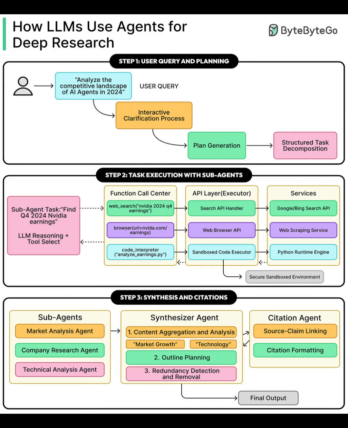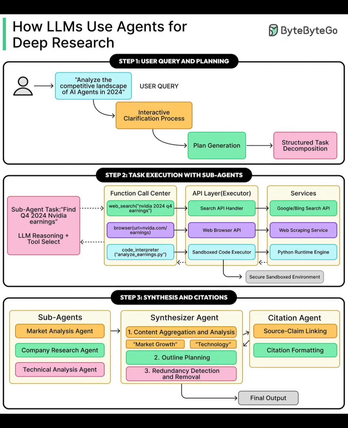Once lots of these sub-agents have done their work, we move to step 3, synthesis and citations. Here, a separate synthesizer agent pulls in outputs from multiple specialized agents: market analysis, company research, technical analysis. It aggregates content, clusters it into themes like market growth or technology, plans an outline, and removes redundant information, so you don't get the same fact repeated 5 times.